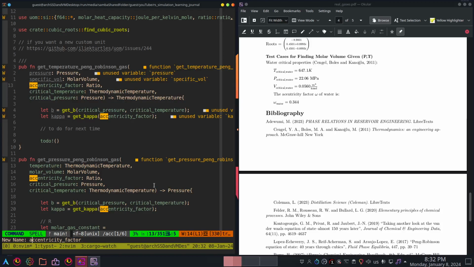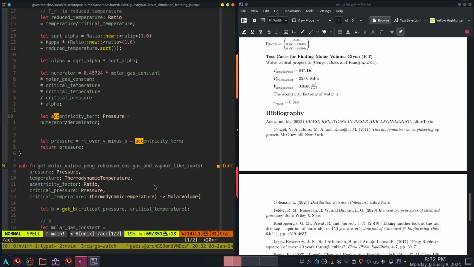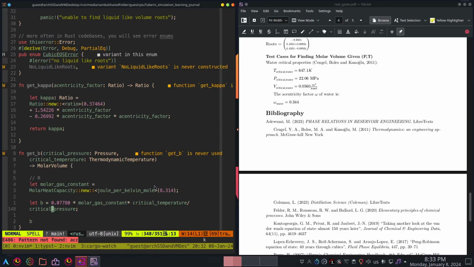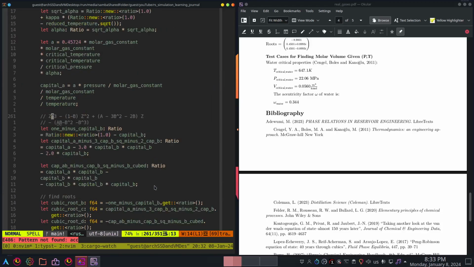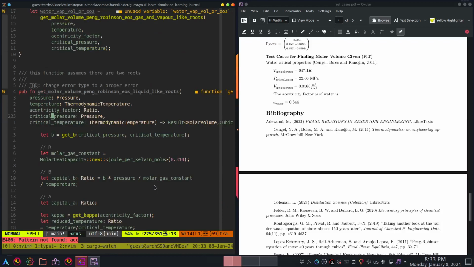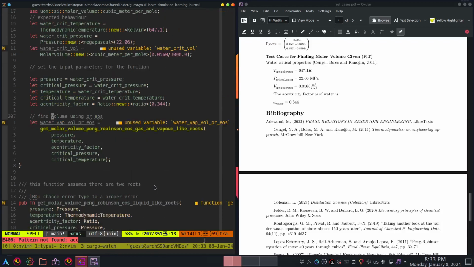So just hold on for a while. Let me change all of this to the eccentricity factor. Okay, eccentricity factor. Okay, no more ACC. Actually, I should have used the find and replace throughout the whole text, but never mind. Yes, here's the eccentricity factor. Where is the test? Here it is.